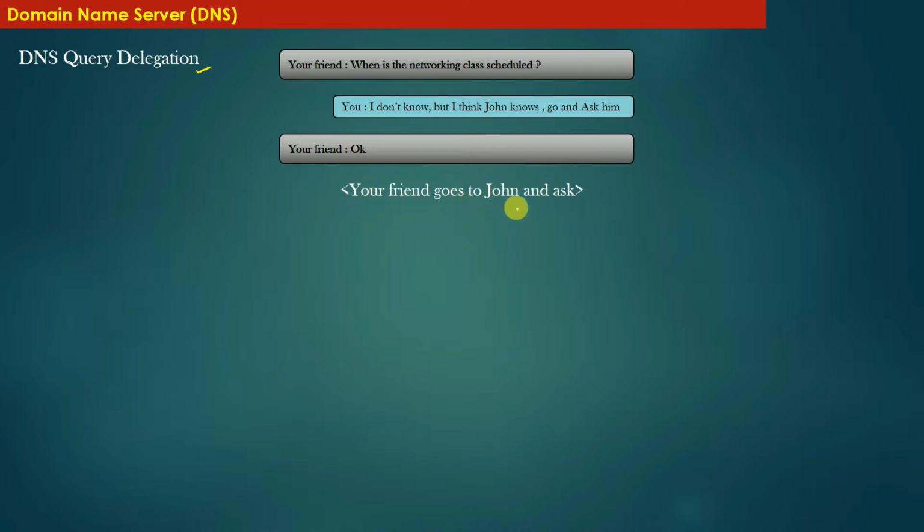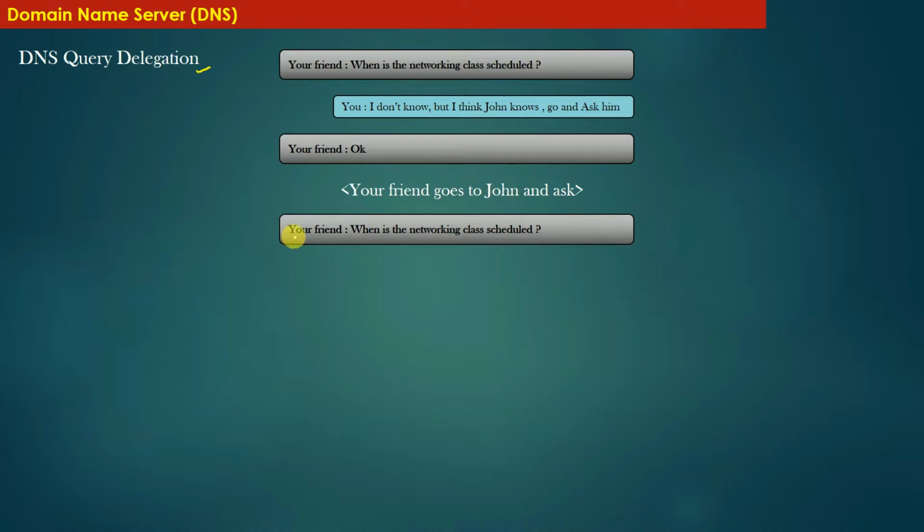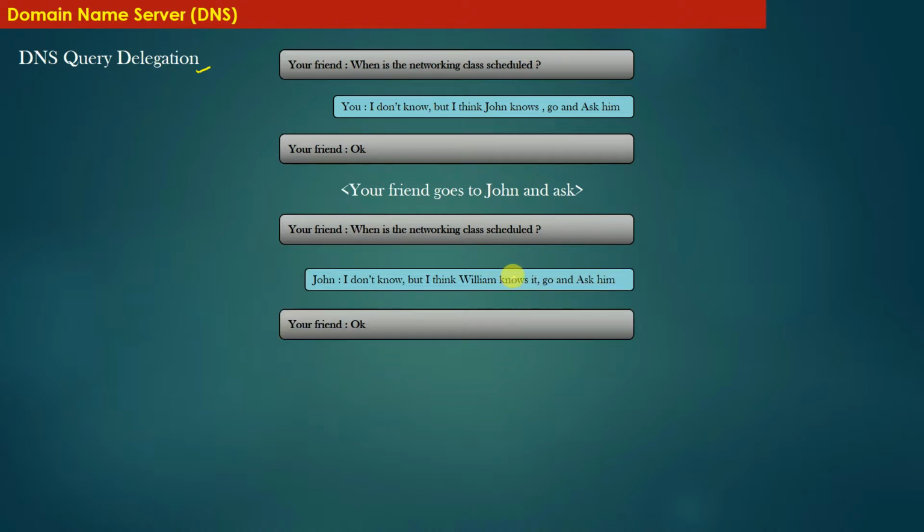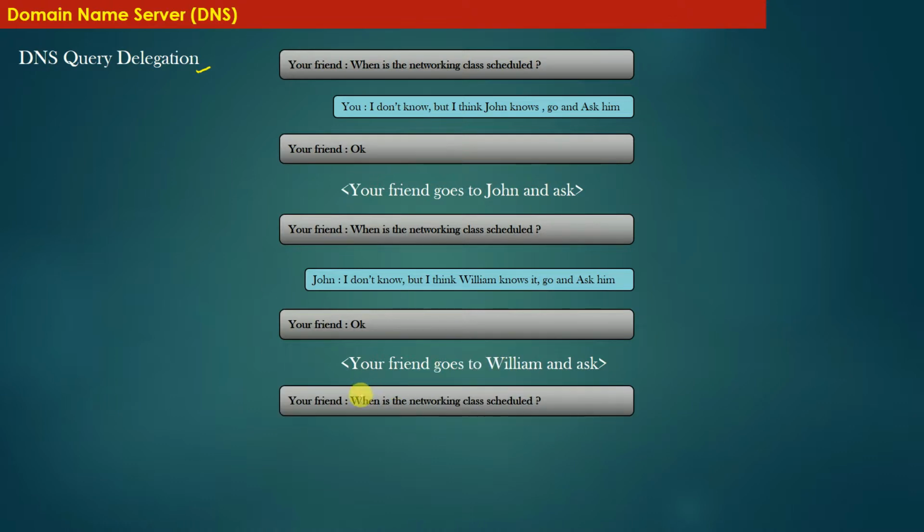So now your friend goes to John and asks the same question. When is the networking class scheduled? Now John replies, I don't know, but I think William knows it. Go and ask him. So John directs your friend to William, right? So your friend says okay and goes to William and asks the same question. Now this time your friend is asking William, when is the networking class scheduled? Now William knows the answer and he simply says 9 a.m.